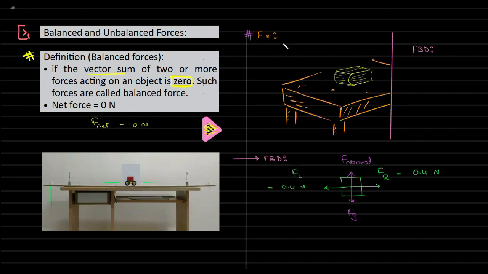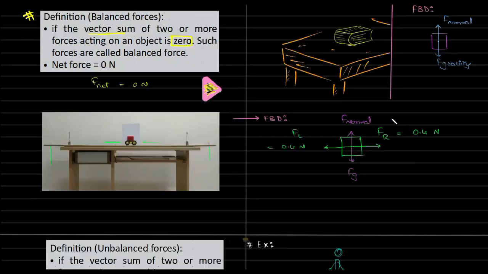One more example is a single book on a table. The free body diagram would look like this. You will have the gravitational pull and the normal force acting on the book. So that would be normal, and that would be gravity. So this is a balanced force, the reason being the net force is 0, right? The vector force is 0 on this. So, as simple as this.